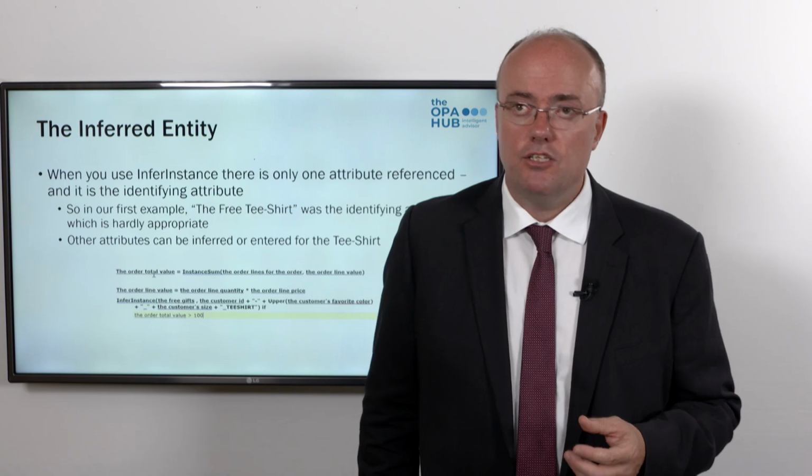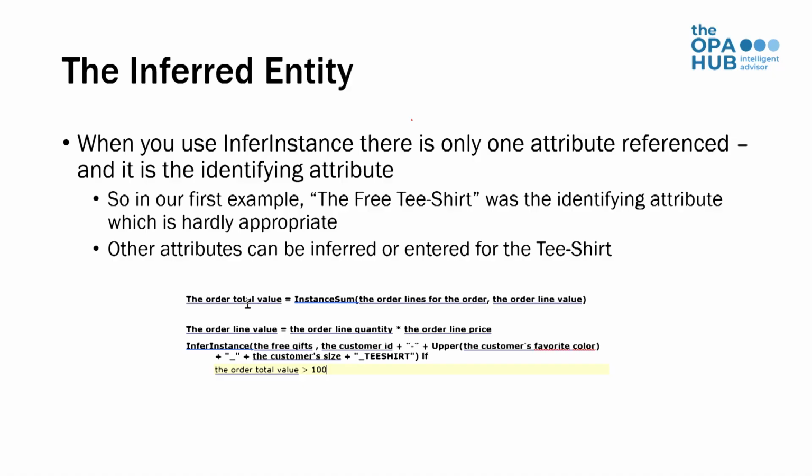So in this case, you can see I've taken a step further, just like I showed you in my brief demo, and I've made changes to how the unique identifier of the instance is made. I've included the customer's favorite color, the customer's size, and underscore t-shirt. It's up to us to build this.